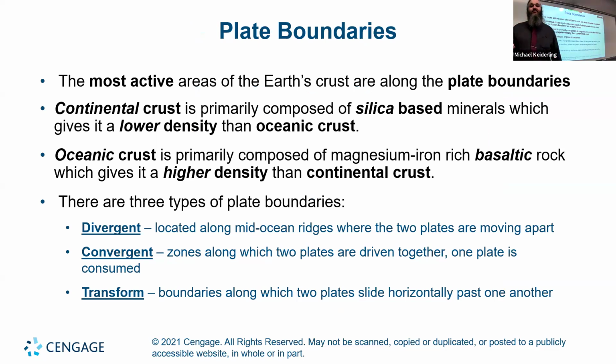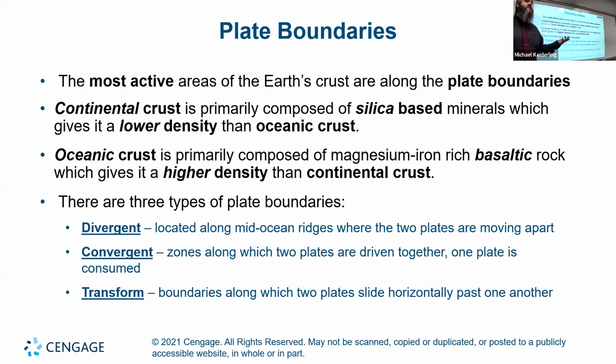And the most active areas of the Earth's crust are along the boundaries between the plates. Continental crust is primarily composed of silica-based minerals, which give it a lower density than oceanic crust. While oceanic crust is composed of magnesium and iron-rich basaltic rocks, which gives it a higher density than continental crust. And there's three main types of plate boundaries.